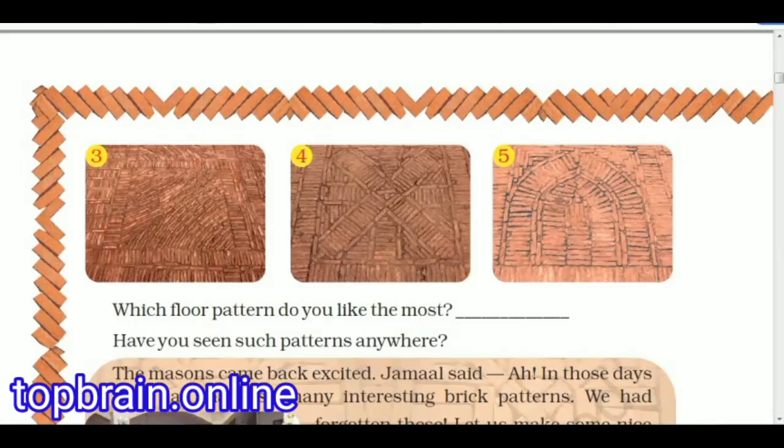And here, see what a beautiful arrangement of bricks. And in this figure number 5, observe the arrangement of bricks. Observe this arrangement. Later you will find this type of arrangement in an arc. This is called an arc.